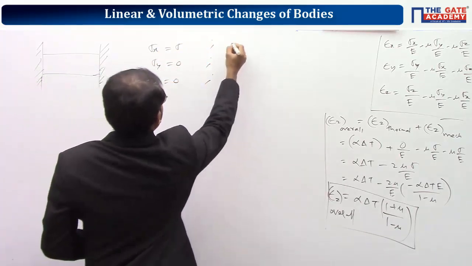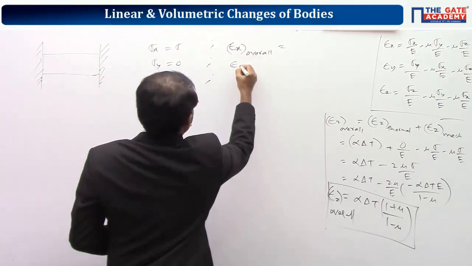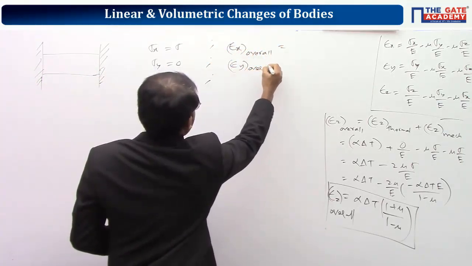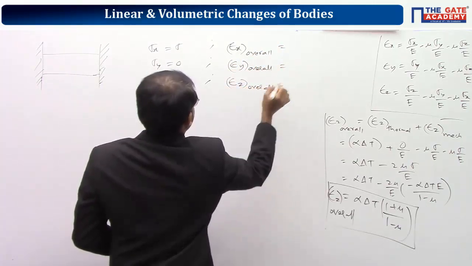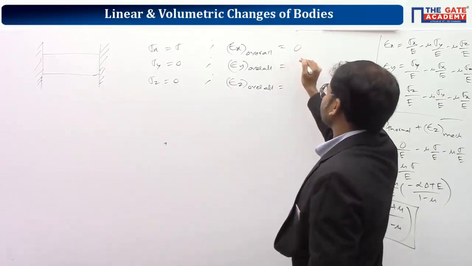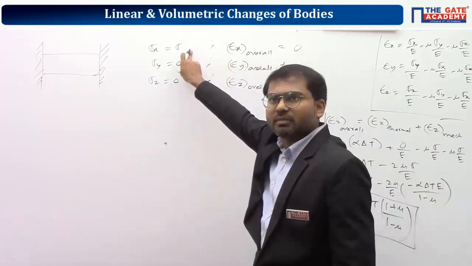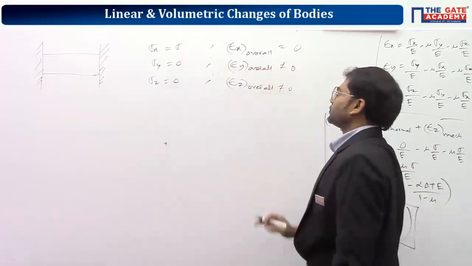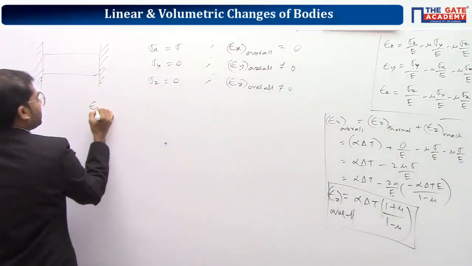Now if you take epsilon x overall value, epsilon y overall value, epsilon z overall value, obviously this is 0 and these are non-zero. So you should get this non-zero value sigma and you should get these two values also here. So this thing we already calculated. Again we'll take this condition.